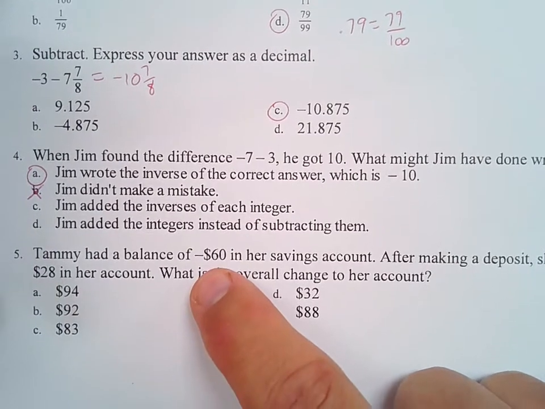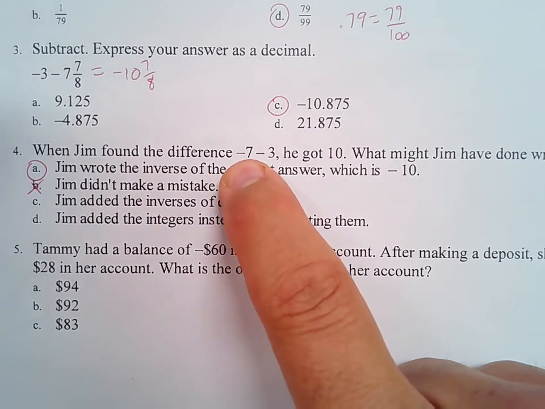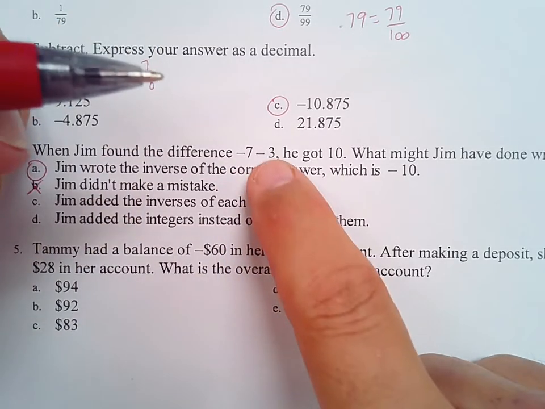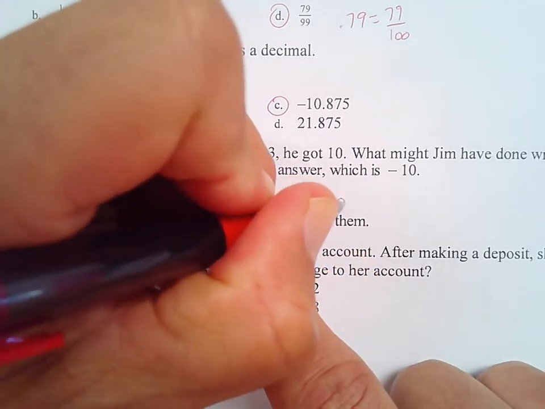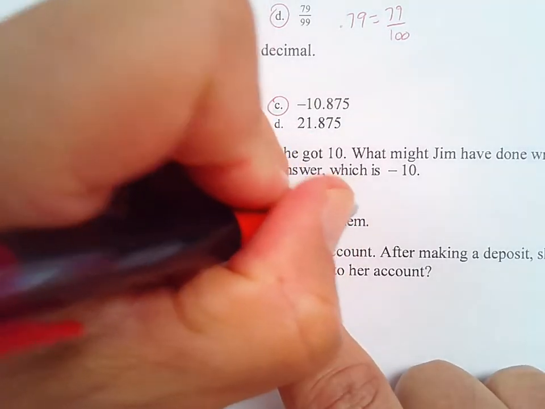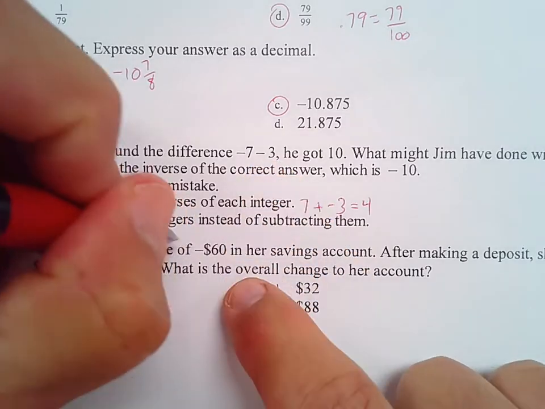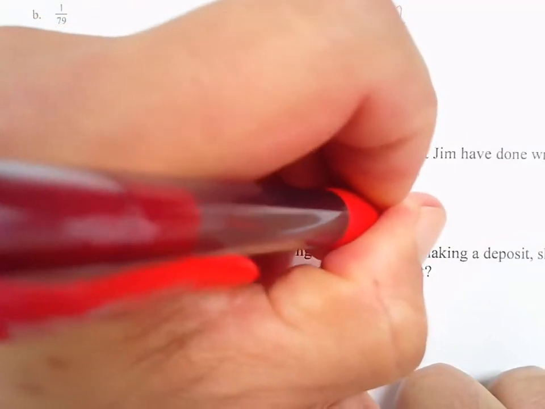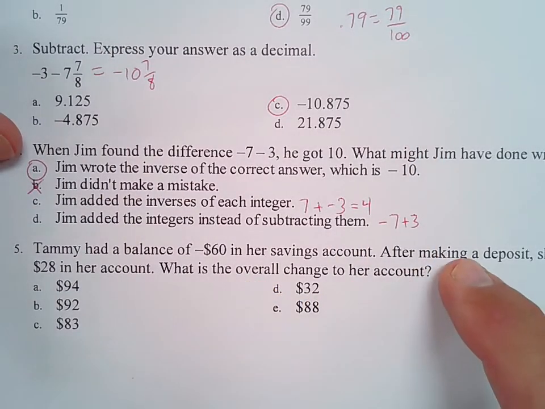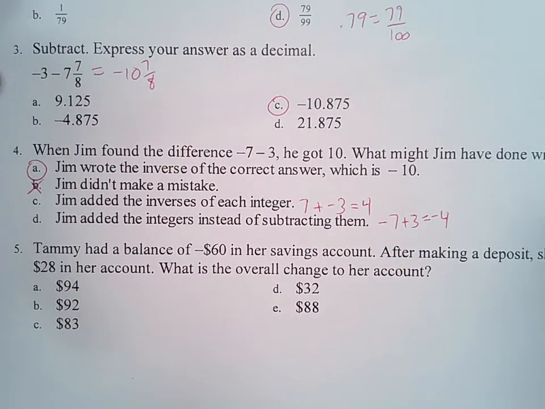And I could tell you, well, here, added the inverses of each integer, it looks like this. The inverse of -7 is 7, the inverse of 3 is -3, and if you turn that to addition, that's what that looks like. So that would have been 4 right there. And added them instead of subtracted them, that would be -7 plus 3. And -7 plus 3 is -4. So that's what that option would have looked like.